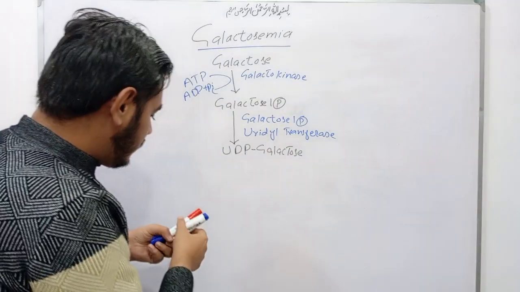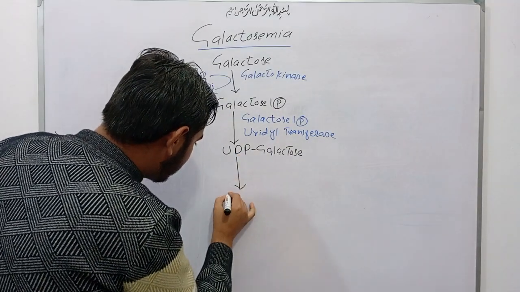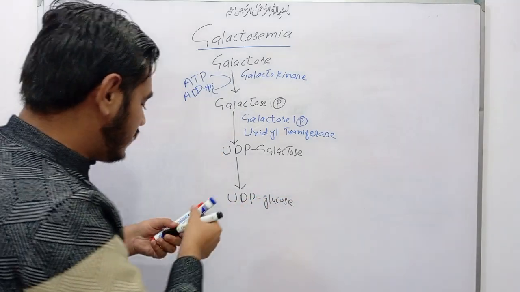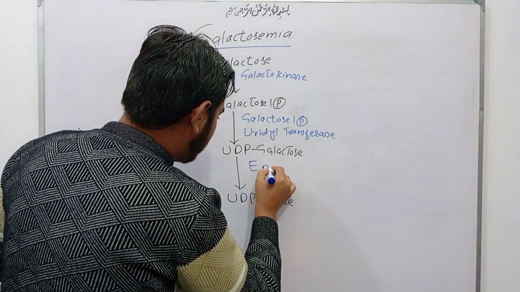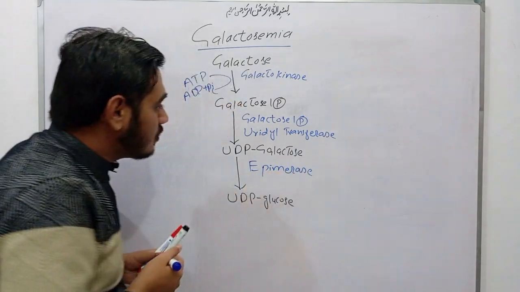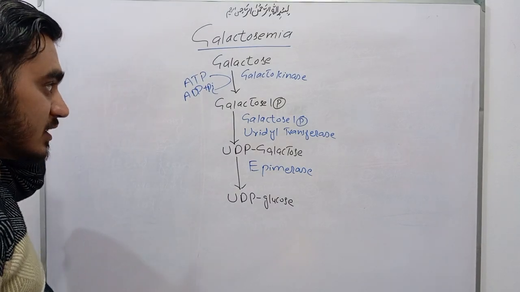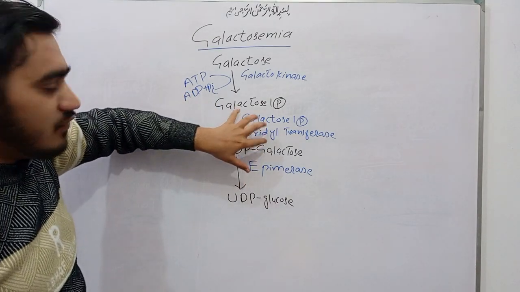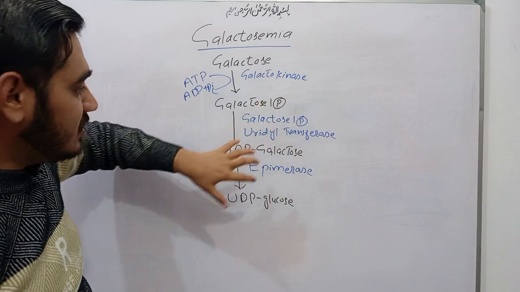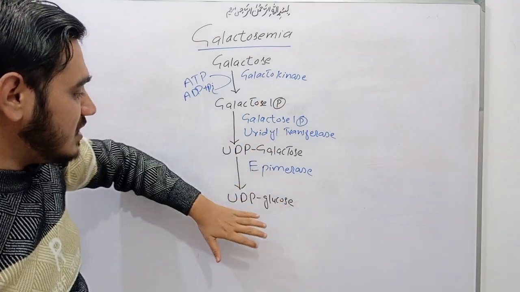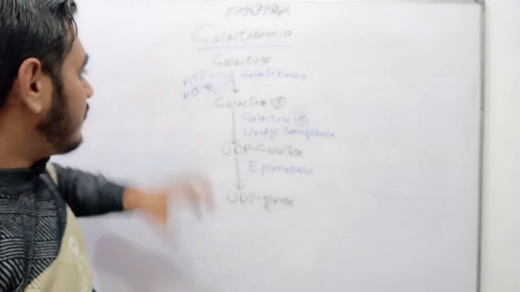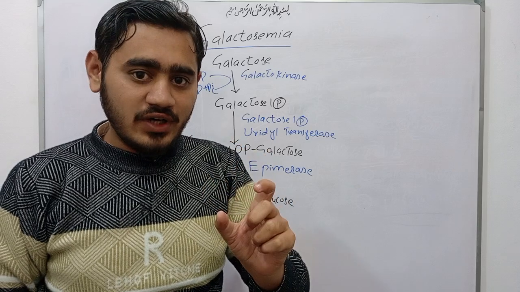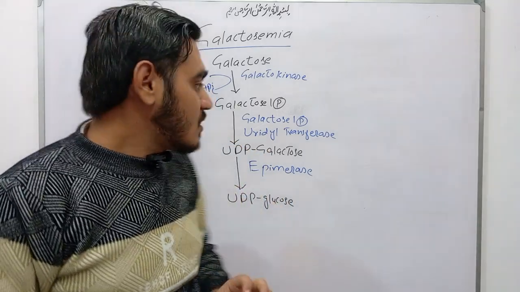This UDP galactose, with the help of epimerase enzyme, converts into UDP glucose, uridyl diphosphate glucose. Okay, so this is the metabolism of galactose. This galactose, by the action of galactokinase enzyme, converts into galactose 1 phosphate. With the help of galactose 1 phosphate uridyl transferase enzyme, it converts into UDP galactose, and with the help of epimerase, it converts into UDP glucose. And friends, you must remember that galactose is the epimer of glucose. Okay, it is a hexose, but it is the epimer of glucose.